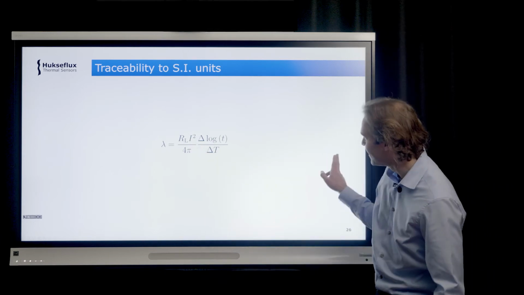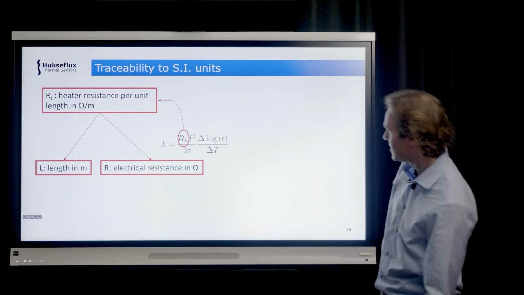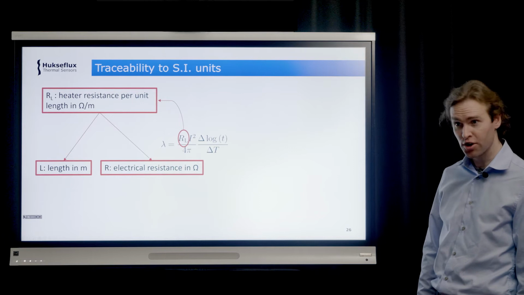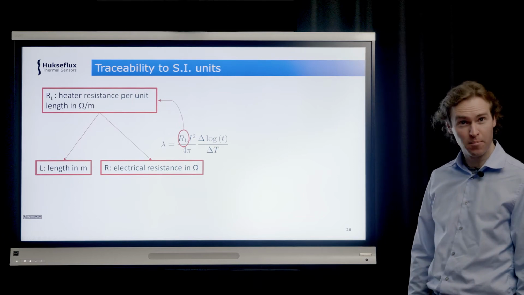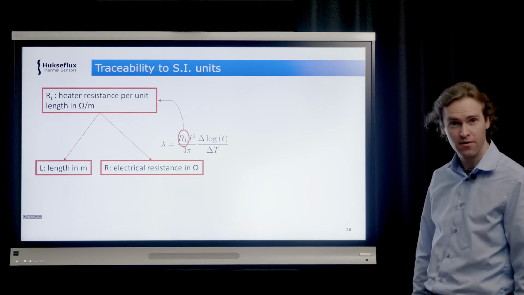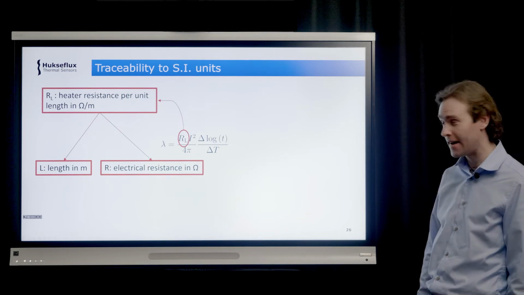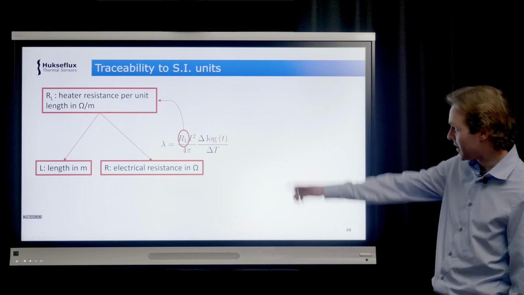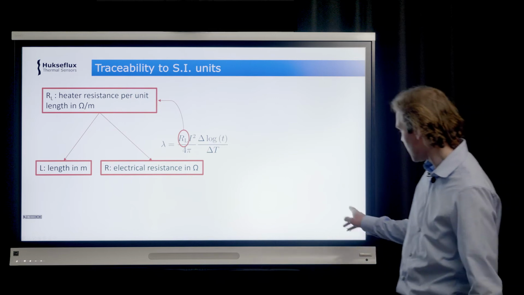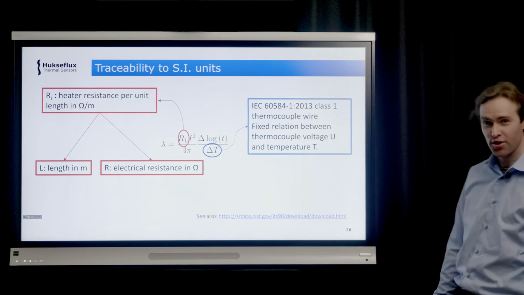So let's start with the heater resistance. The heater resistance per unit length is determined during production. It can be found on the probe itself, where it's engraved, and it can also be found on the calibration certificate. This is determined using a calibrated ruler and a calibrated multimeter. So basically this is traceable to the units of meter and ohm. The next quantity we need to look at is the temperature.